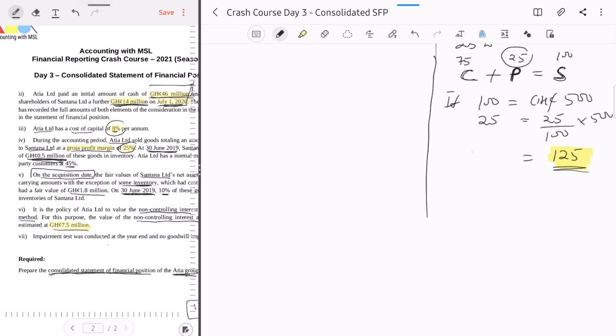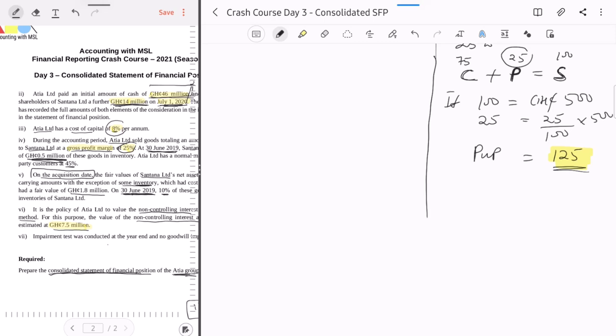So now that we found the provision for unrealized profit to be 125, what is the double entry for this? I want you to understand that everything you do in groups is accounting, right? People just memorize the format. There is a double entry behind it because you're actually recording transactions. Provision for unrealized profit is essentially an amount of profit that sits within inventory.